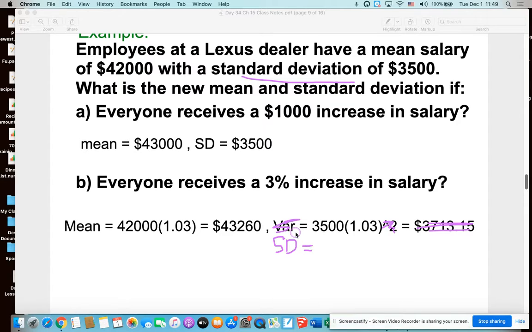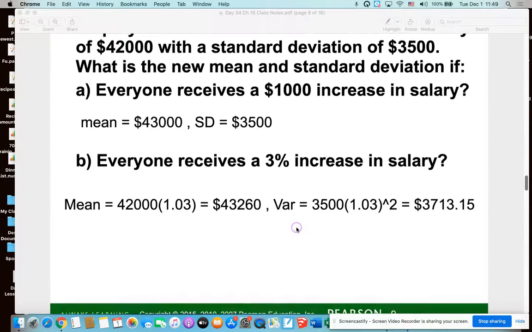If you wanted variance, then you'd have to square it, right? You'd have to square that. Or take this 1.03 squared times the 3,500 to get variance, right? So I was mixing variance and standard deviation there, okay? So sorry about that.